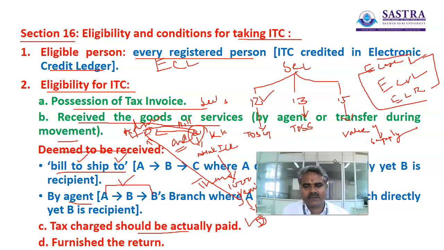Furnishing the return. You have to furnish the return. Return should be furnished. Compulsory. Here, all returns: monthly return, quarterly return, half-yearly return. Everything must be paid before the due date.